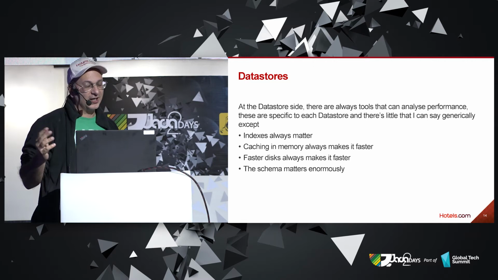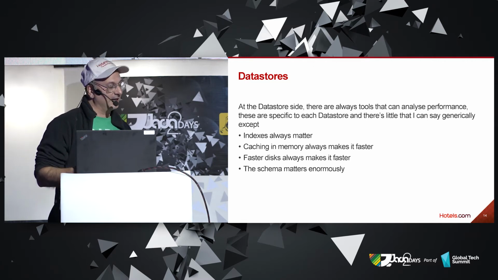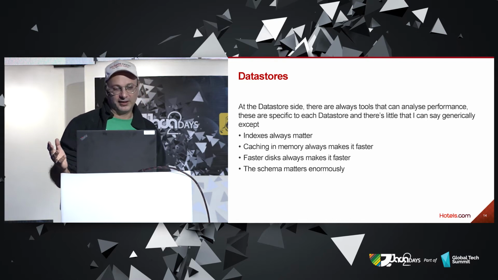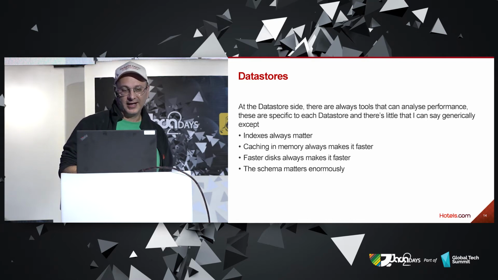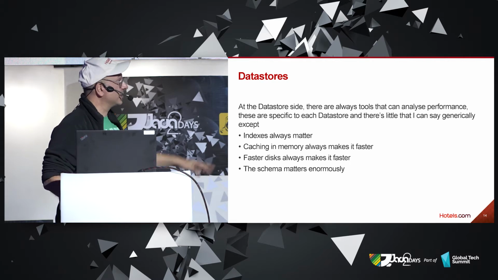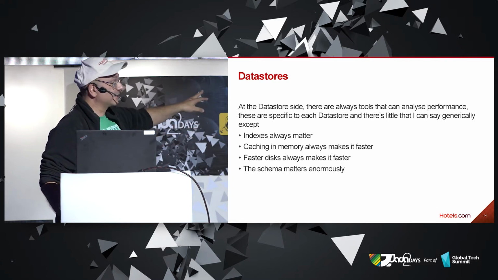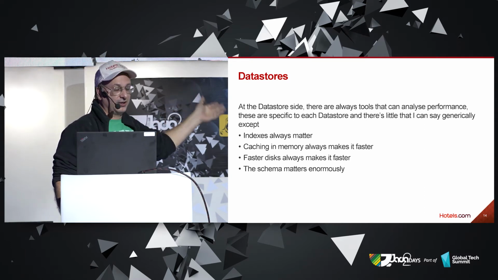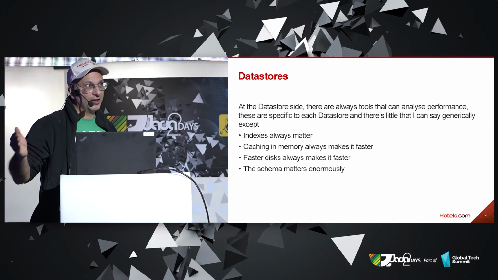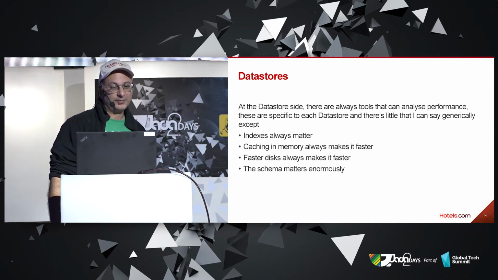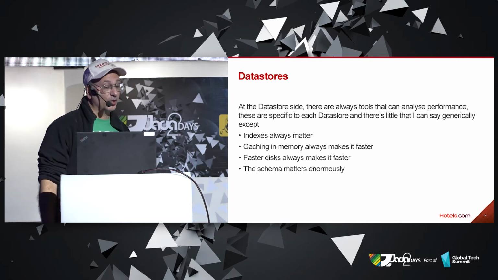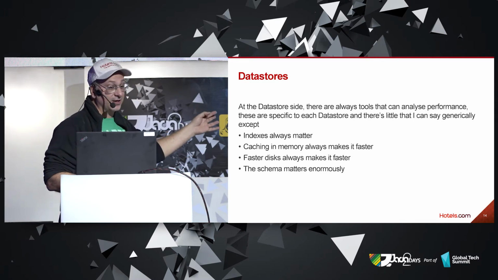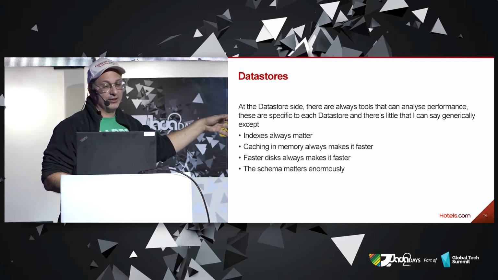On the data store side, there's always lots of tools that provide you to analyze them. Obviously, I can't go into that because there's 1,000 products, well, several hundred anyway. But there are things that always matter. Okay, the indexes always matter. If you want to have an efficient query, you need an index on the fields that you're querying against. Caching in memory always makes it faster. If you can cache everything in memory, then you don't need the faster disks, but typically you need the faster disks.